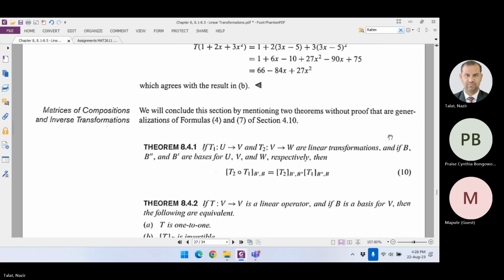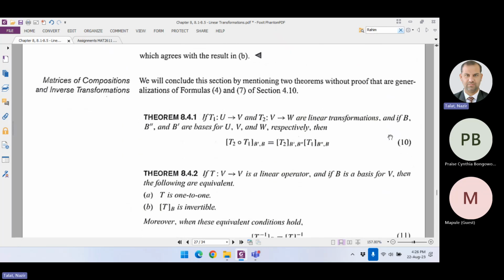Then the next result is about the matrix of a composition and also the inverse of that. So this is also an interesting idea. For example, if we have two linear transformations, T1 from U to V and T2 from V to W, where U, V, and W are finite dimensional vector spaces.